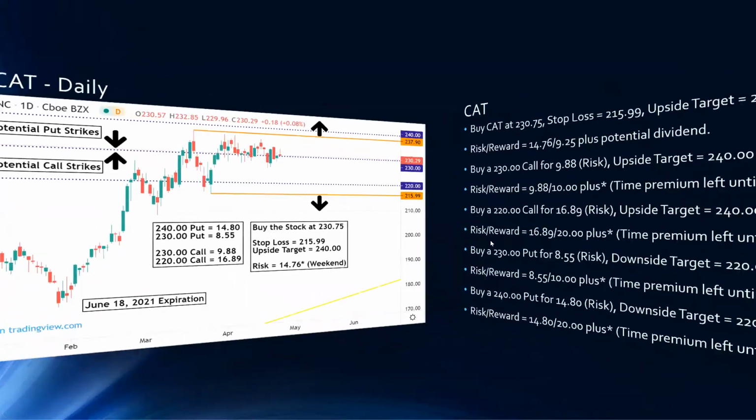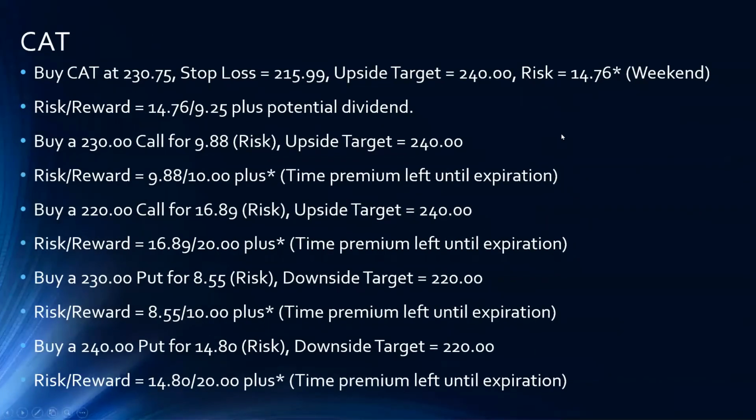So let's go through this in a little bit easier way to read it. So if you were to buy the Caterpillar stock, once again at 230.75 with a stop loss of 215.99 with an upside target of 240, your risk would be $14.76. And that would be to basically make less than, actually you would be risking more than your potential target is. Now, of course, you could hold on to the stock if it rallied through your initial target, and then lift your stops and put it to a break even or somewhat profitable stop on your stock, if you will.